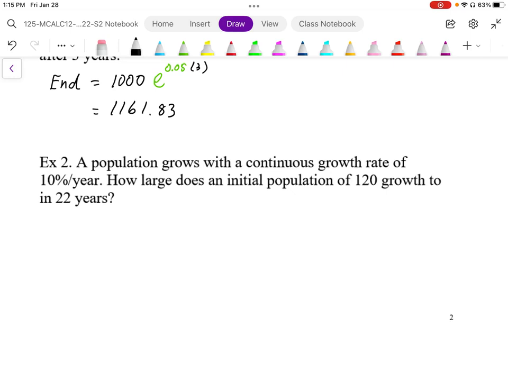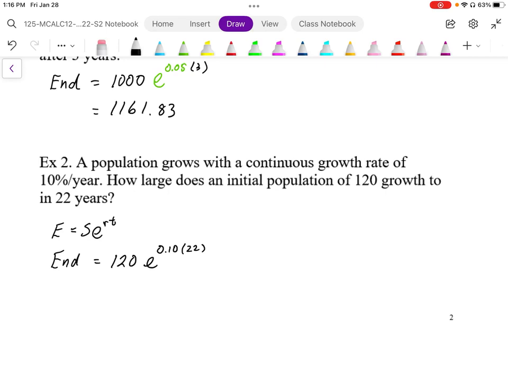So here we have another continuous growth problem. When we see continuous growth rate, we know that we're going to use the formula N equals start e to the rt, where r is our continuous growth rate. So in this case, we want to find out the end amount. We start with our initial population of 120. Our growth rate is 10%, and we're going to do this for 22 years. Once we set it up, all it is is typing it into our calculator to do the growth rate.